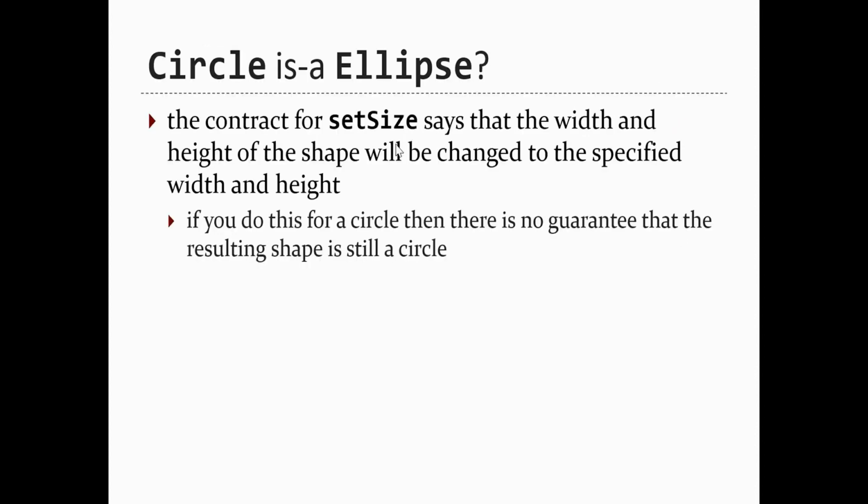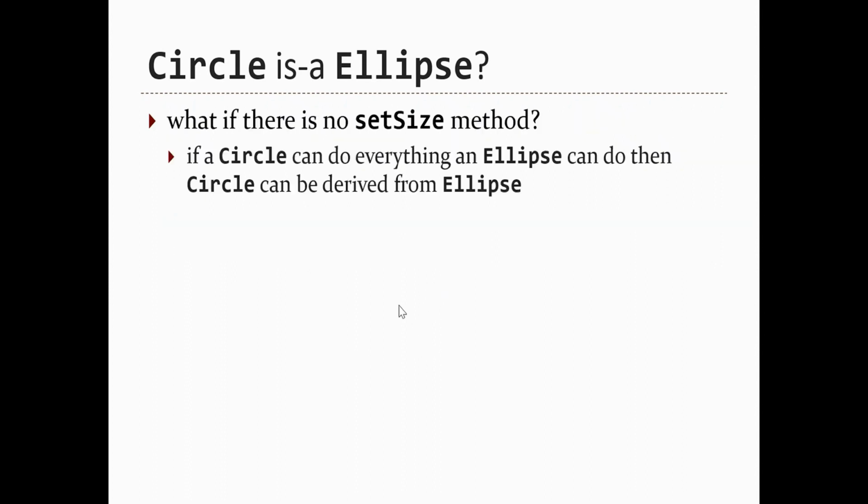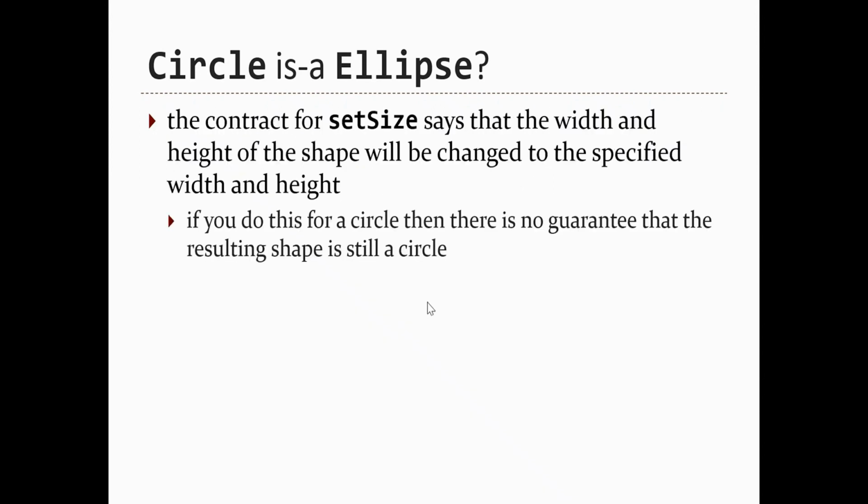So what happens if you do this with a circle? Well, that doesn't make sense. If I do this with a circle, there's no guarantee that the resulting shape is still a circle. If you change the width and height of a circle independently, it's not a circle anymore, which is a problem. So circle can't do everything that ellipse can do in this example, which means you cannot safely subclass ellipse to create a circle.